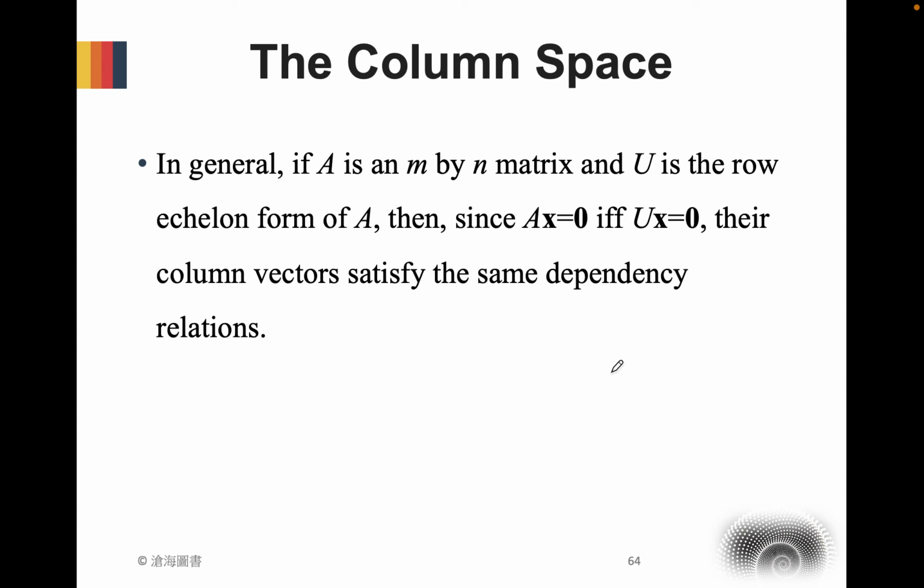So in general, if A is an m by n matrix and U is the row echelon form of A, since Ax equals 0 if and only if Ux equals 0, their column vectors satisfy the same dependency relations, just as we mentioned in the previous slides.